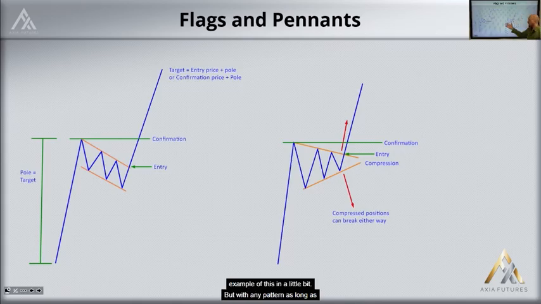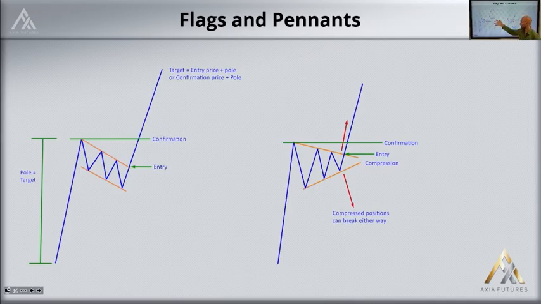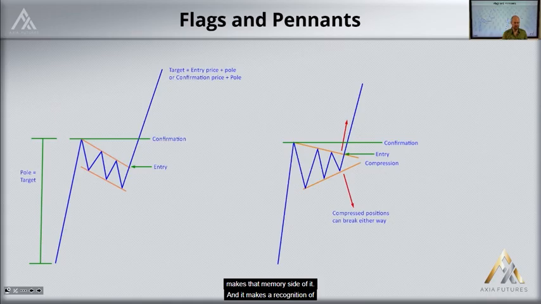But with any pattern, as long as you can draw it and you can describe the phases of that pattern, it makes it so much easier to then spot them, because you're not looking for something that meets a perfect replica of a previously seen pattern. You're looking at something that has the hallmarks and the phases of something like this. So you can draw them out for yourself. It makes that memory side of it, and the recognition of future patterns, much easier, because you have this template to work from rather than a textbook version where I need to find exactly the same thing.